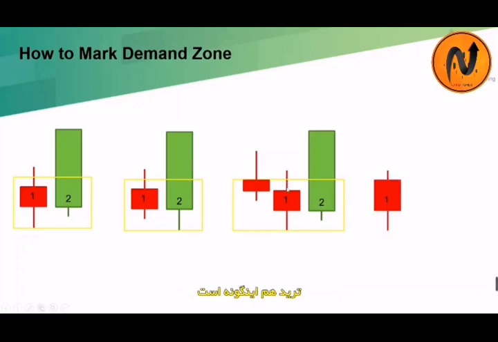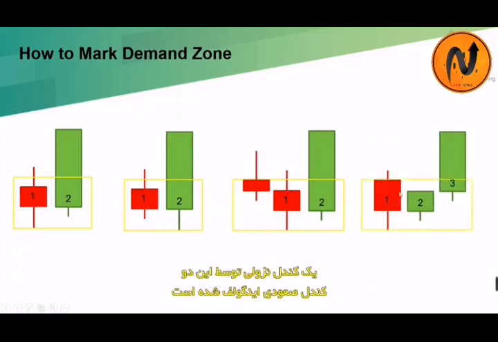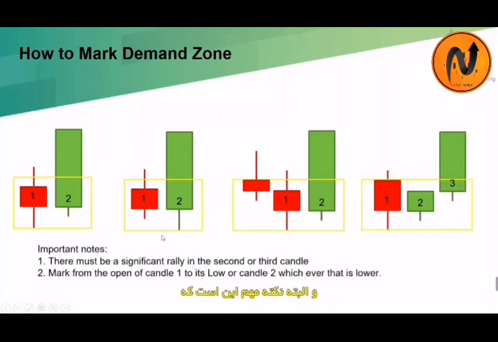So the fourth type is the flip of just now, the supply zone. Our demand zone will be over here. One candlestick is engulfed by 2 candlesticks over here. So this will be my demand zone. And of course, an important criterion here is that there must be a significant rally in the second or the third candle. Then mark from the open of the first candle.